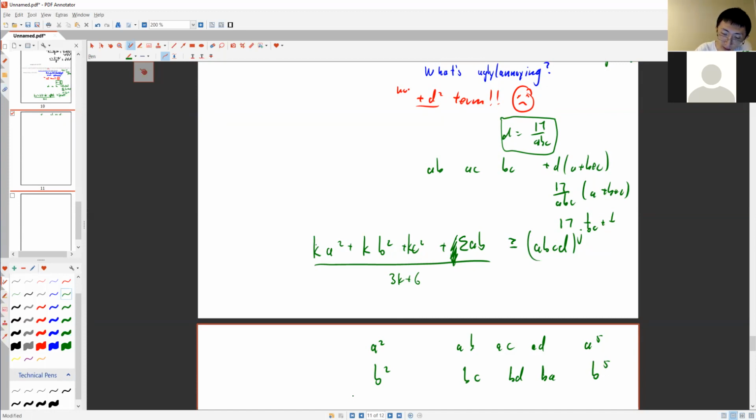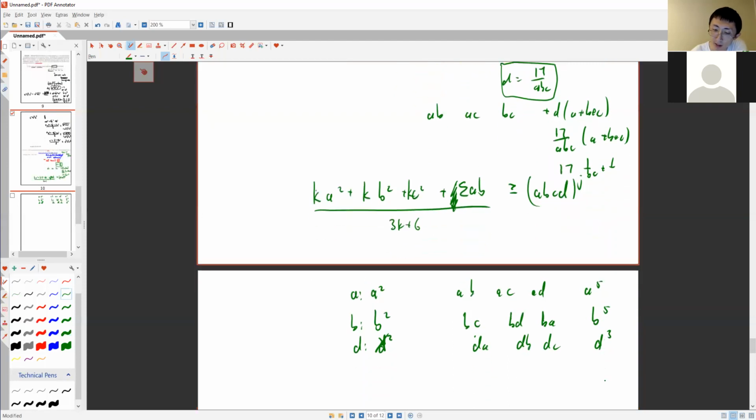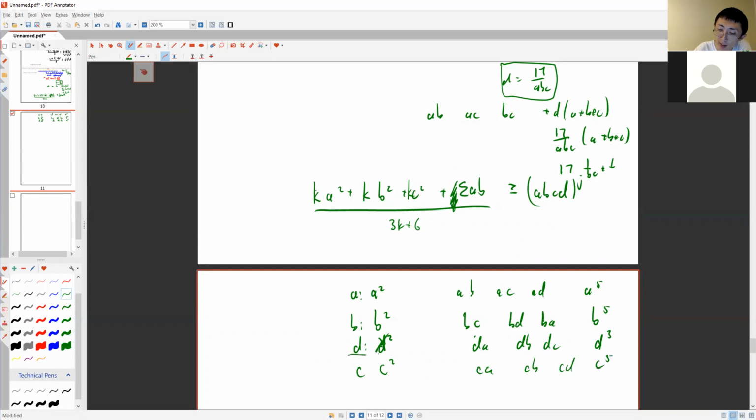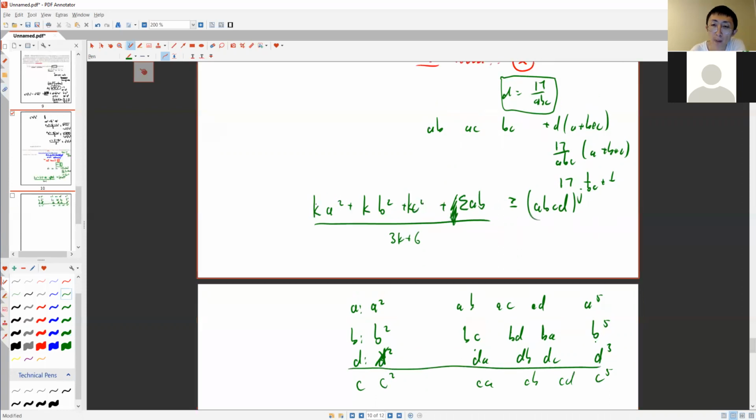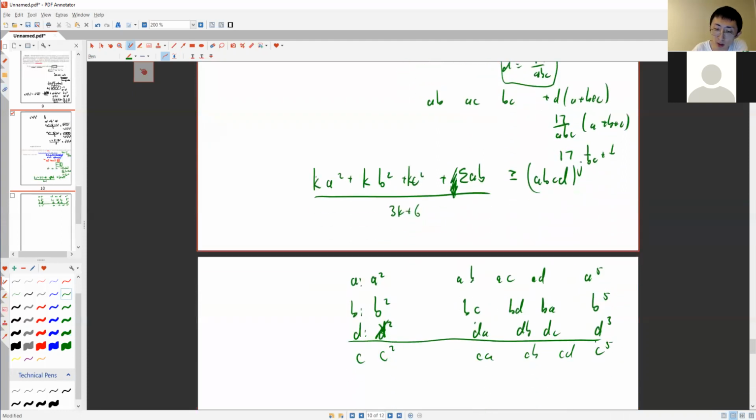But for d's, if we keep a tally of the d's, there's no d squared term, so x on that. But there's a dA, dB, and dC, right? So there's d cubed of them. So we want to weight them in such a way, and the c is the same as the b and the a. So c squared. We want to weight it in a way so that we have more d's, right? There's only 3 terms with a d in them.